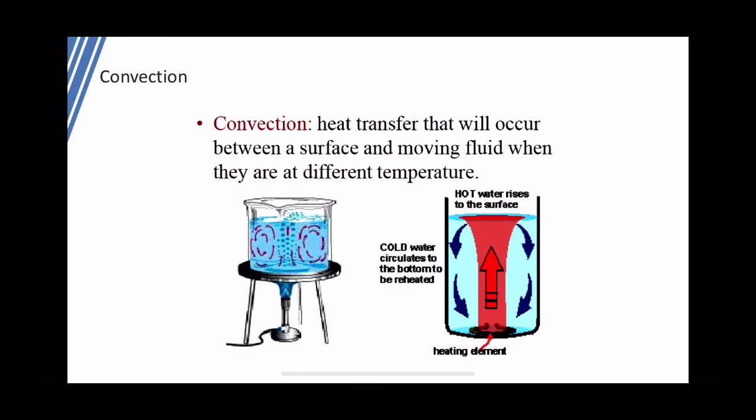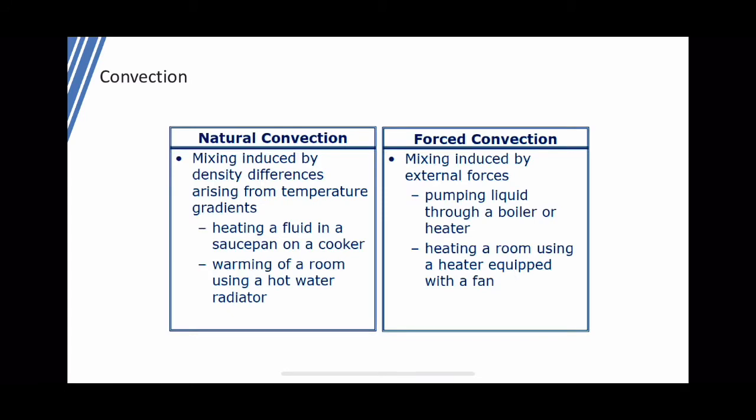Okay, so next part is convection. If I can read from the slide, it is heat transfer that occurs between a surface and a moving fluid when they are at different temperatures. I believe you are familiar with what convection is, and usually convection happens in fluid or bodily water or bodily liquid. There are two types of convection. One is natural convection, one is forced convection. Natural convection usually happens naturally, but forced convection usually happens with the help of mechanical devices or human interaction.